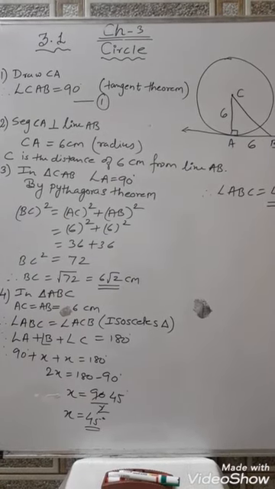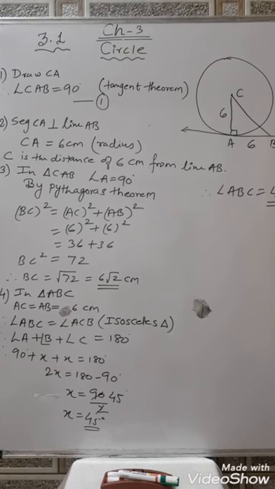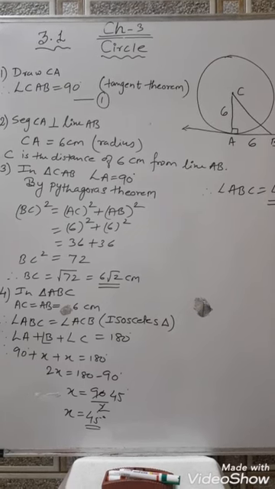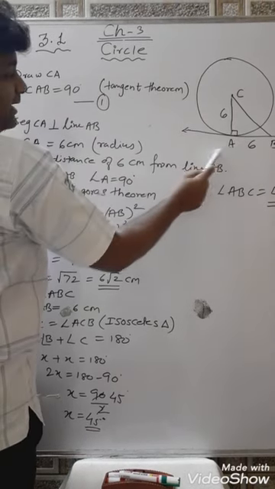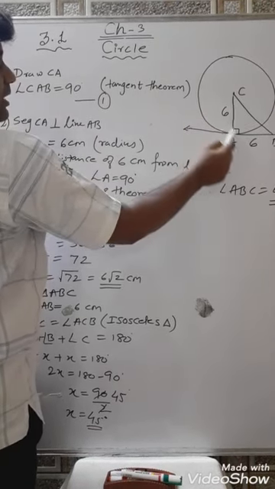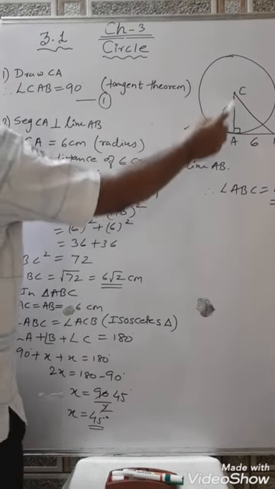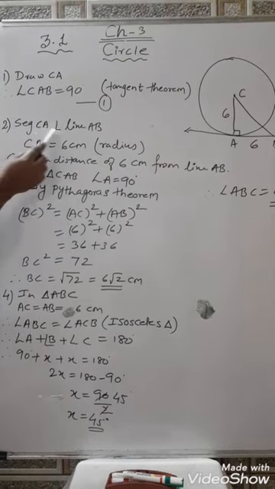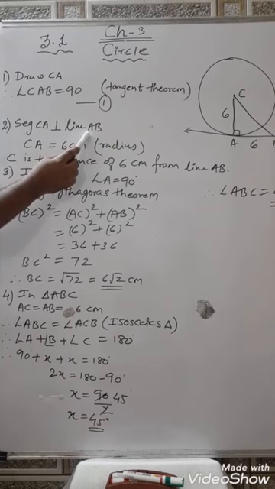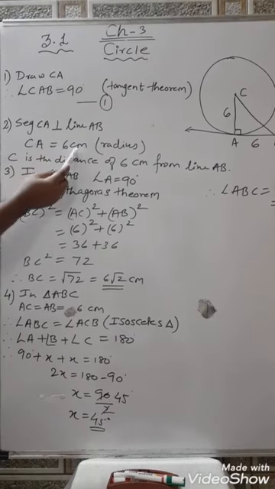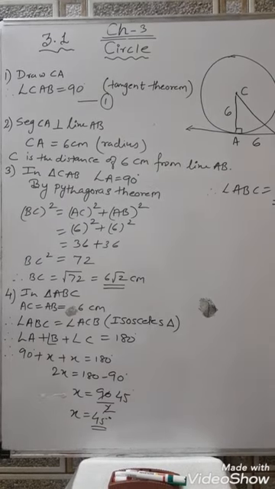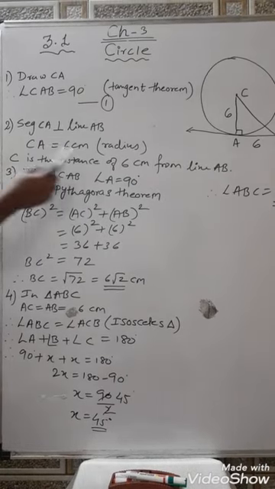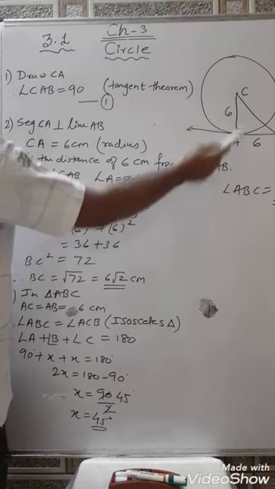Then the second one. What is the distance of point C from line AB? As you joined, you got this 6 cm because it is a radius. Segment CA is perpendicular to line AB from part 1. CA is equal to 6 cm, since the radius is already given. So CA is the distance of C from line AB.